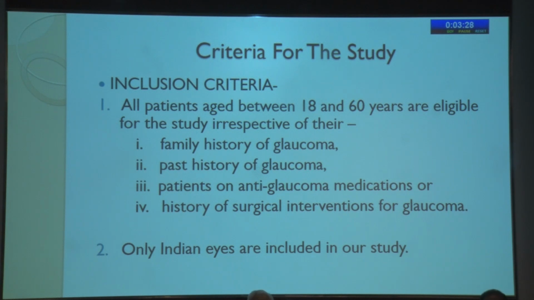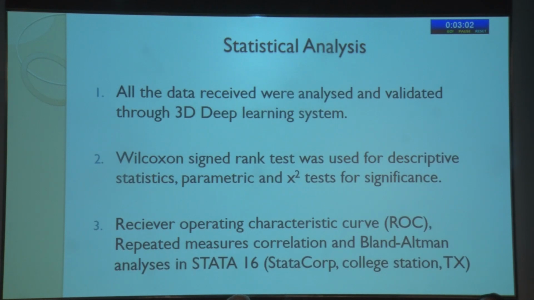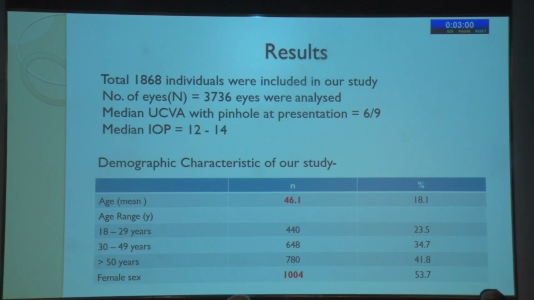We have included all patients aged between 18 and 60 years, irrespective of their family history, past history, patients on anti-glaucoma medications or history of any surgical interventions, and only Indian eyes are included in our study. Any kind of pathology which obscures the view of the fundus we have excluded, such as lens opacities, vitreous opacities or corneal pathologies, and any kind of retinal pathology, secondary and traumatic glaucoma, phthisical eyes and active inflammatory ocular disorders. These are the statistical tests used in my analysis.